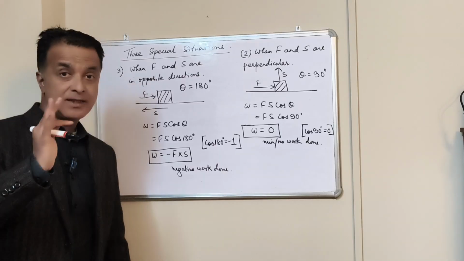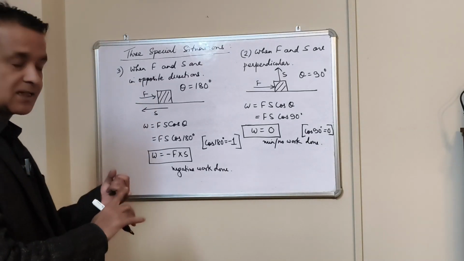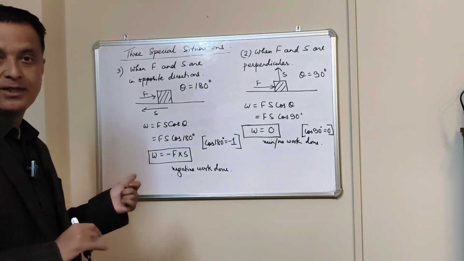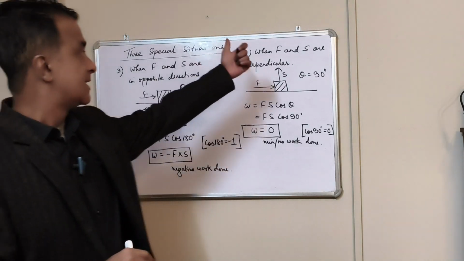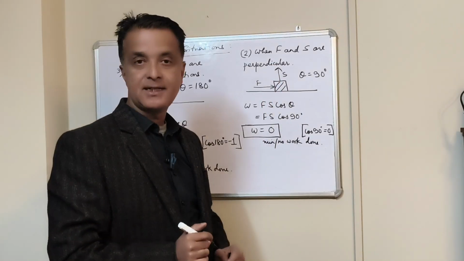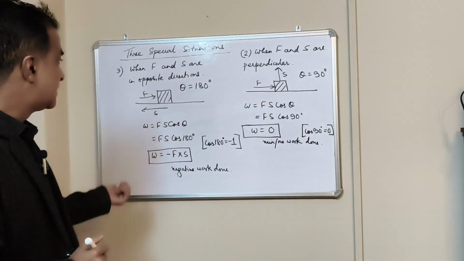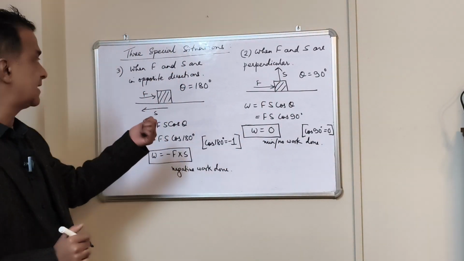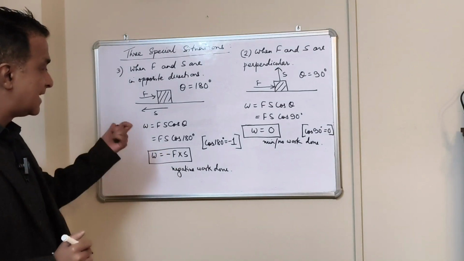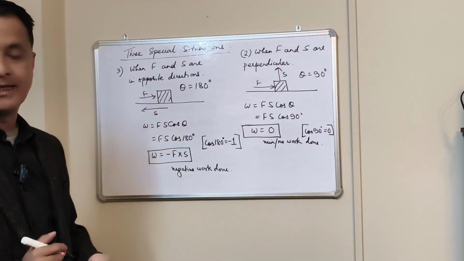So here, these were the three important situations. First, maximum work when force and displacement are in the same direction. The angle between the two is 0 degrees. Second situation is zero work being done when force and displacement are perpendicular to each other. The third situation is when force and displacement are in opposite directions, like frictional force acting on a rolling ball. And in such a situation, we say negative work is done.